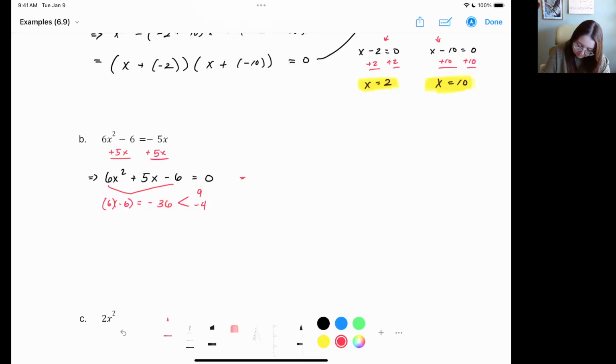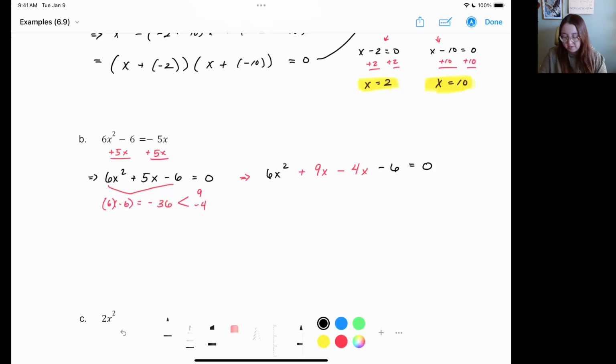So we're going to take our quadratic equation here, 6x squared, and we're going to separate 5x. So we're going to separate 5x into plus 9x minus 4x. And then we still have minus 6 equals 0, because 9x minus 4x is 5x. We've just expanded that middle portion now.